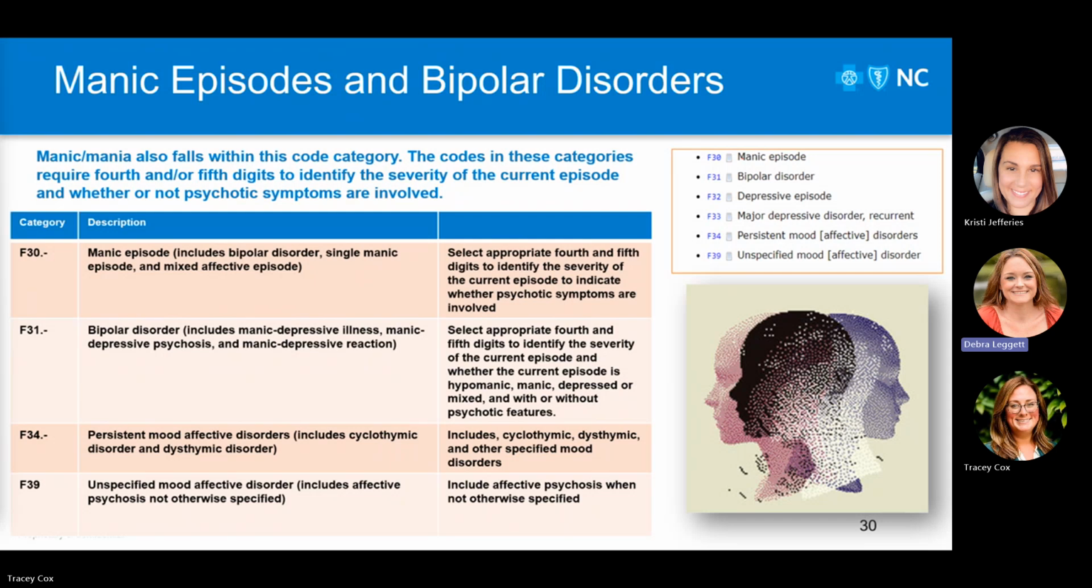In the second row, F31, these codes are all of the bipolar codes. And as we just discussed, these codes describe the serious mental illness with severe mood swings, both manic and depressive. The F34 codes describe persistent mood disorders. This category is used to classify conditions whose primary feature is a disturbance in mood, but whose symptoms do not meet the severity of those categorized to major depressive, manic, or bipolar disorders. And the F39 codes are unspecified mood affective disorders.